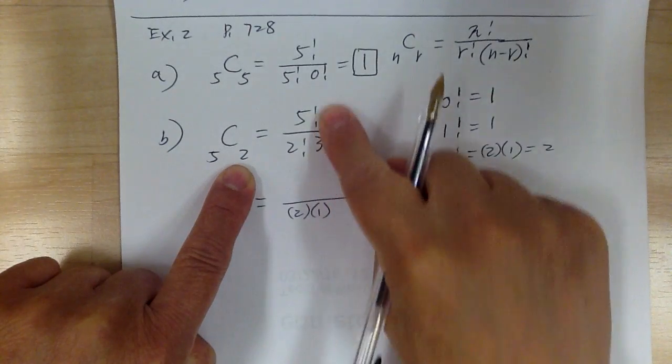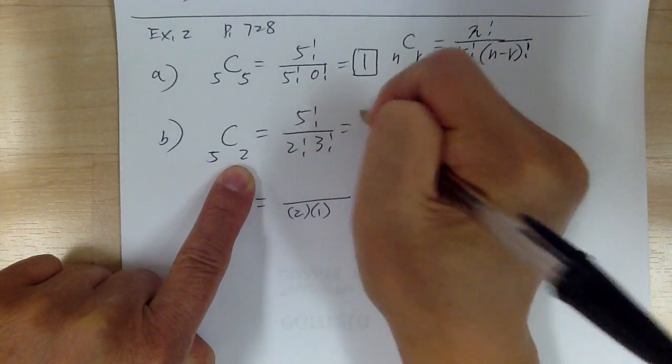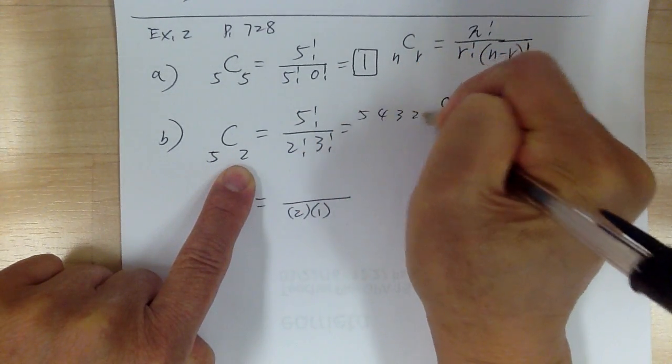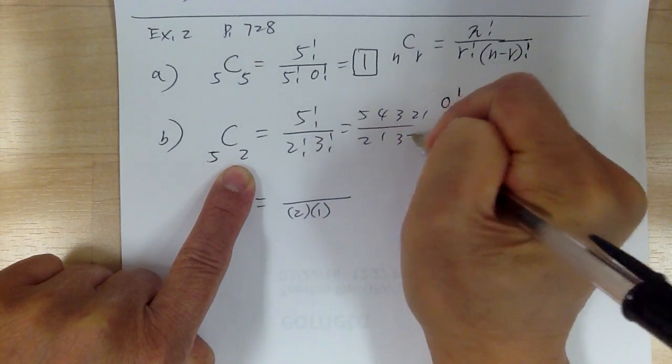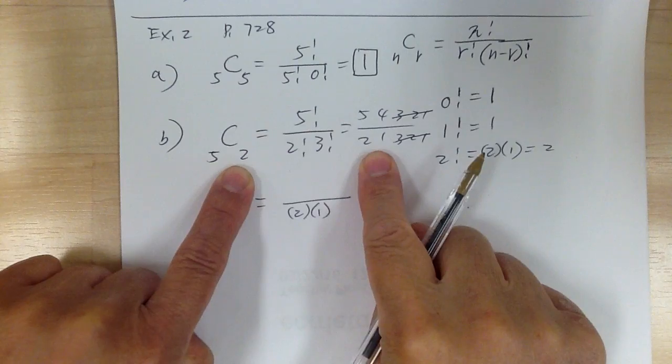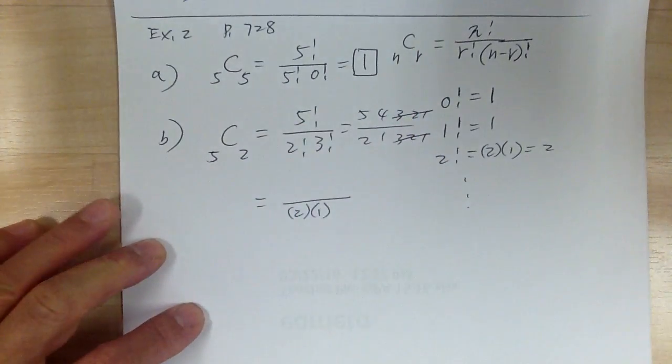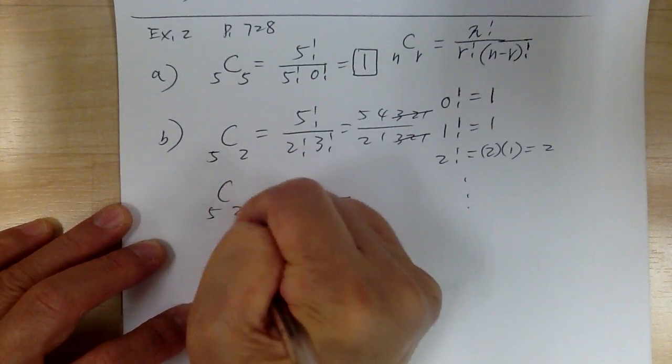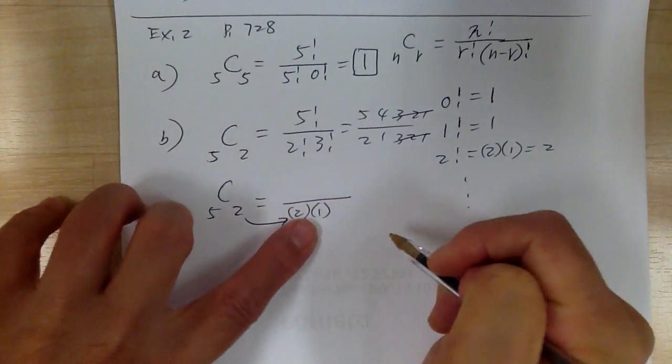Notice that 3 factorial will cancel out. So this is equal to 5, 4, 3, 2, 1 over 2, 1, 3, 2, 1. Notice this will cancel out with that, so you're going to end up with that. So instead of doing this all the time, the easy way to do this is this. See the 2 factorial, you just put down here.